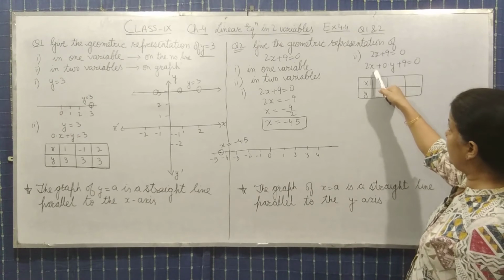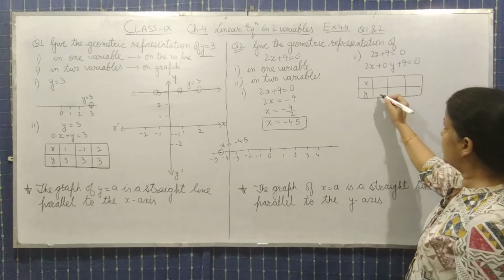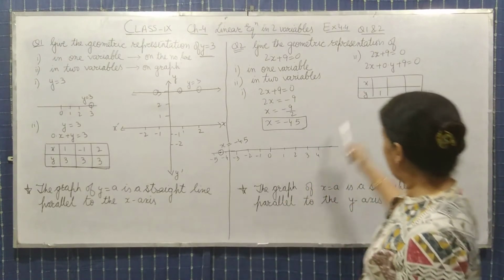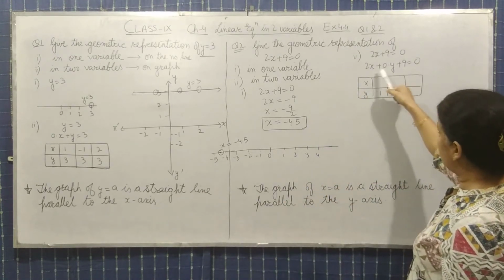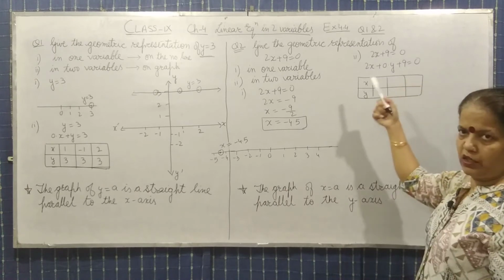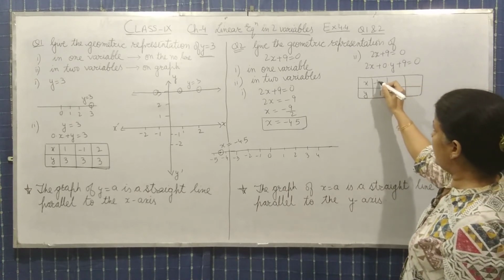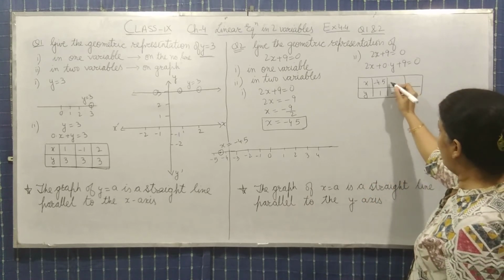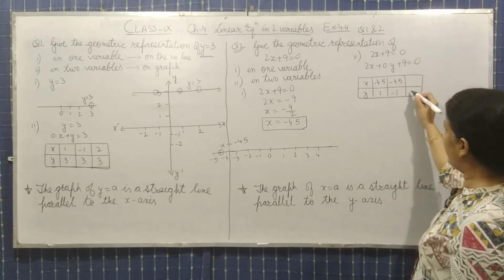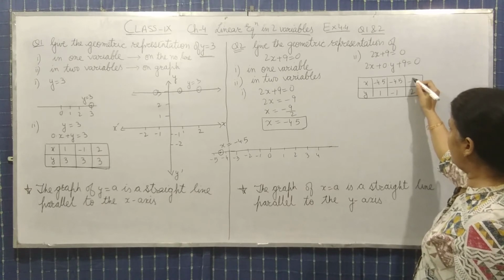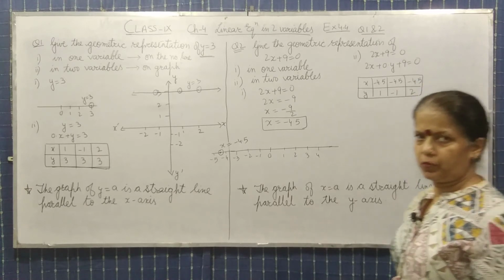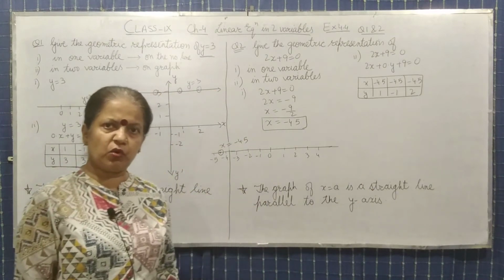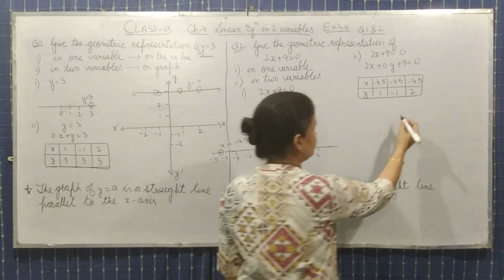Take the y value as 1. What should the x value be? Solve it: 0 into 1 is 0, so you will get x value as minus 4.5. Now take any other number, minus 1. Again you will get minus 4.5. Take some other number, again you will get minus 4.5. Clear?